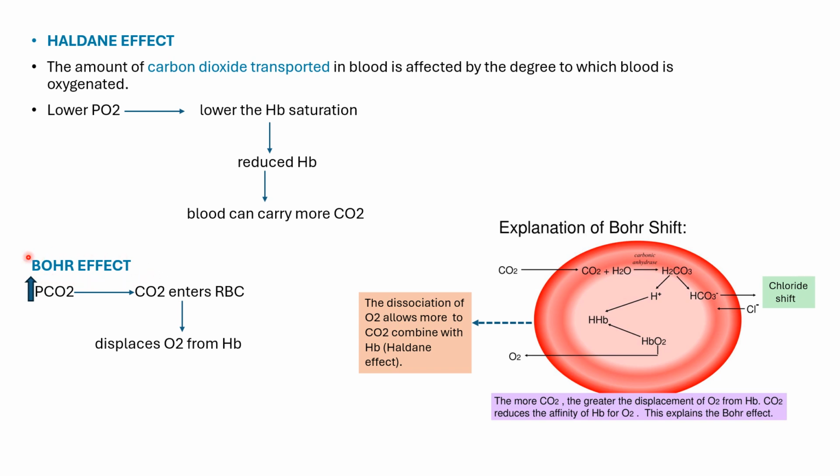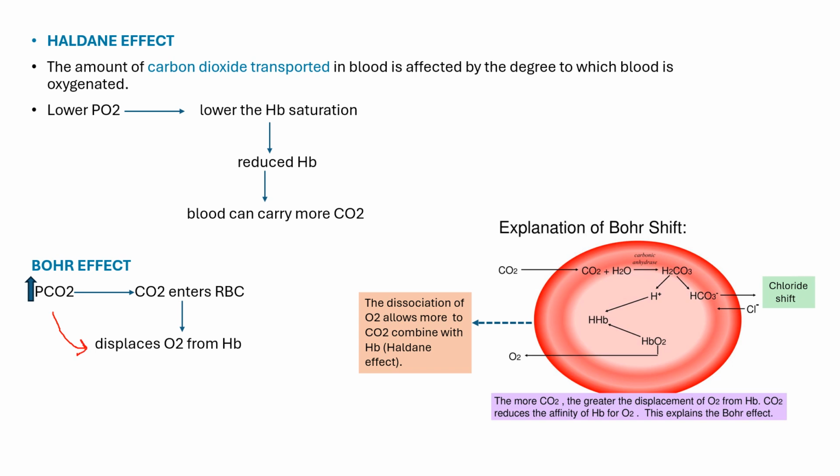What is Bohr effect? Bohr effect is that when there is increased partial pressure of carbon dioxide, more carbon dioxide enters the RBC, and that carbon dioxide results in displacement of oxygen from the hemoglobin. So increased partial pressure of the carbon dioxide displaces oxygen from the hemoglobin. This is known as Bohr effect.